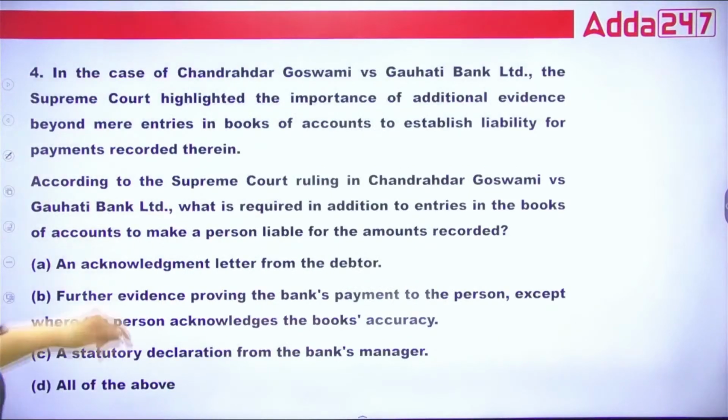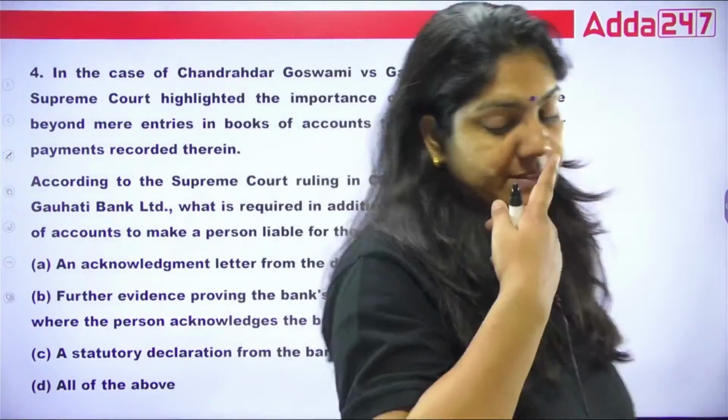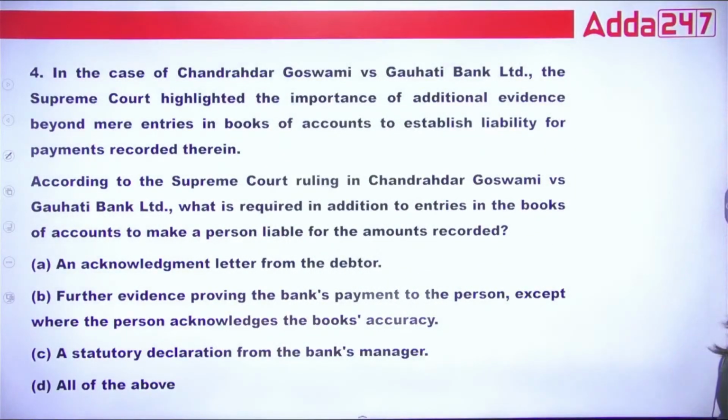Next, in the case of no need to learn the case but understand this one, in the case of Chandrahar Goswami versus Guwahati Bank Limited, the Supreme Court highlighted the importance of additional evidence beyond mere entries in the books of account to establish the liability of payment recorded therein. According to Supreme Court ruling in Chandrahar Goswami versus Guwahati Bank Limited, what is required in addition to entries in the books of account to make a person liable for amount recorded?